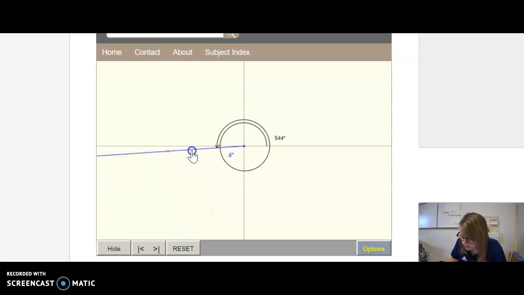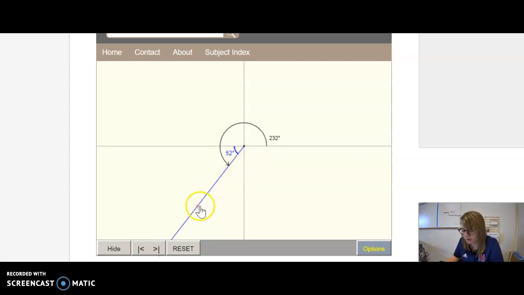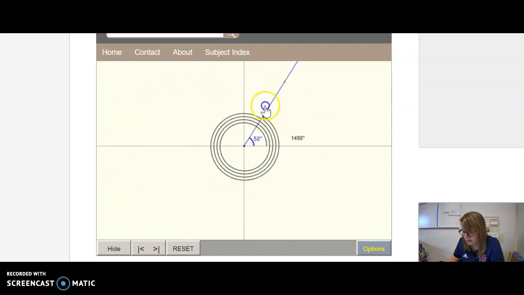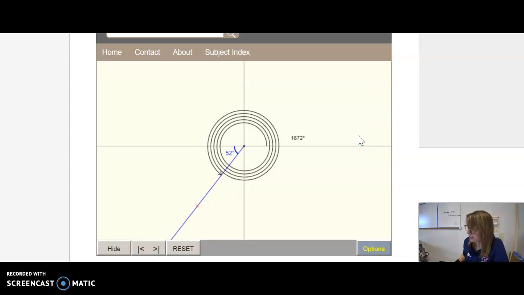So let's take this back to 232. It is 52 degrees as well. It doesn't matter how many times I go around. If I have it here, it's still going to be 52 degrees. And this went around 4 times. Alright? So that is reference angles in a nutshell.